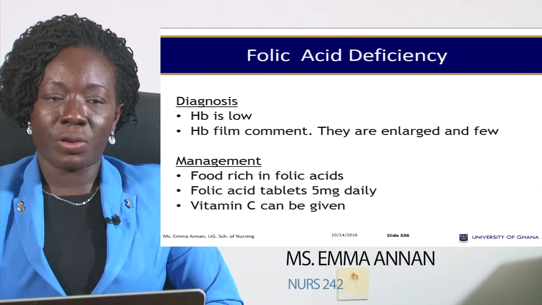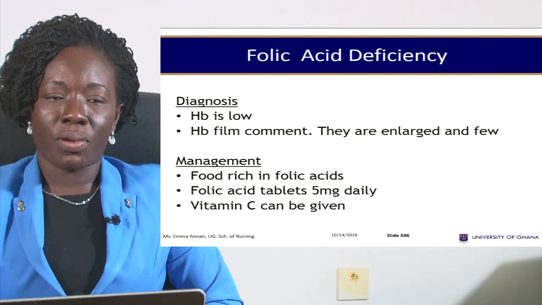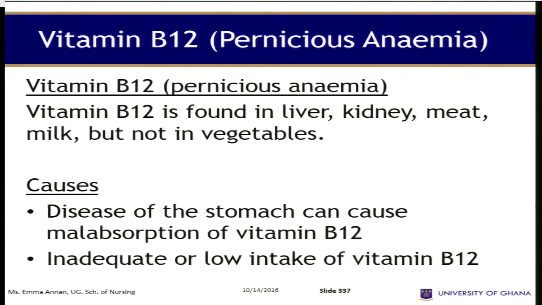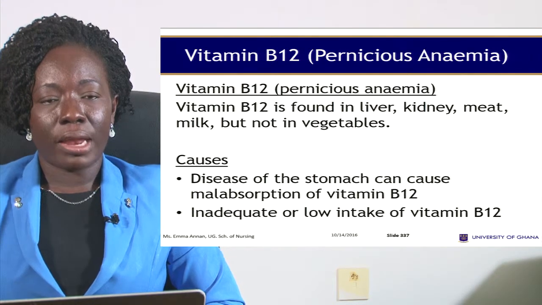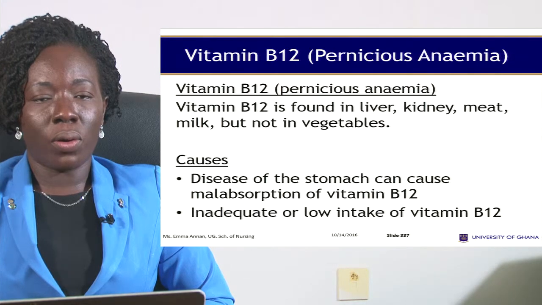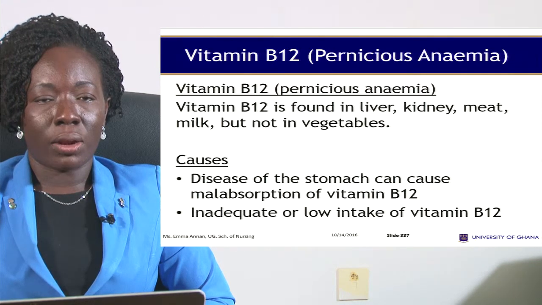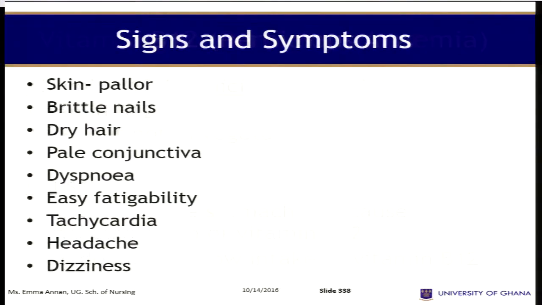The management: you give the child food rich in folic acid, then folic acid tablets 5 mg daily, as well as vitamin C. Let's look at vitamin B12, that is pernicious anemia. Vitamin B12 is found in the liver, kidney, and milk, but not in vegetables. Causes: disease in the stomach can cause malabsorption of vitamin B12. Then also inadequate or low intake of vitamin B12 can lead to pernicious anemia.